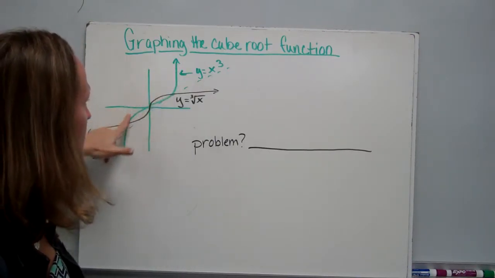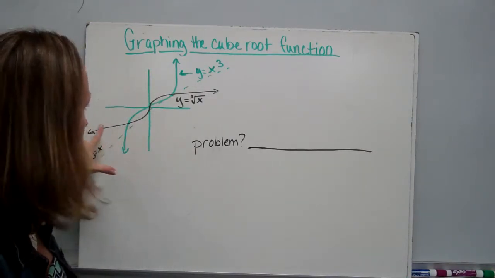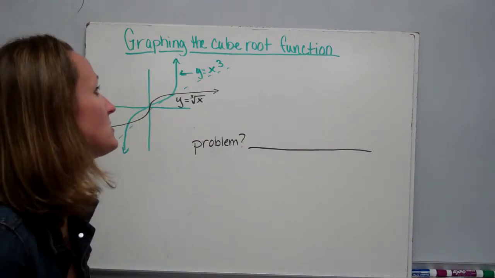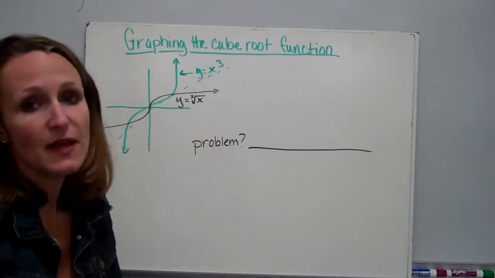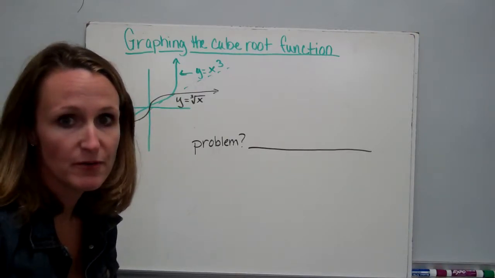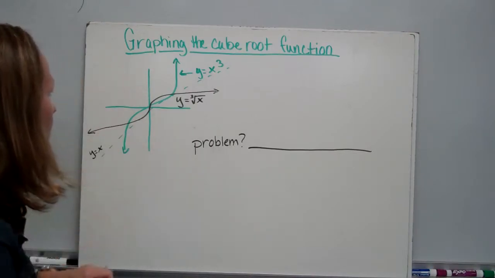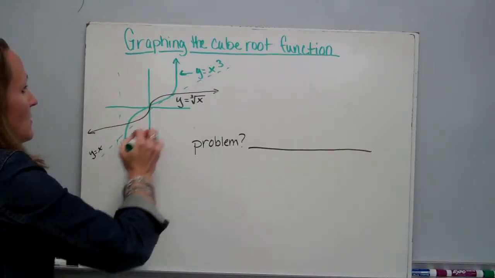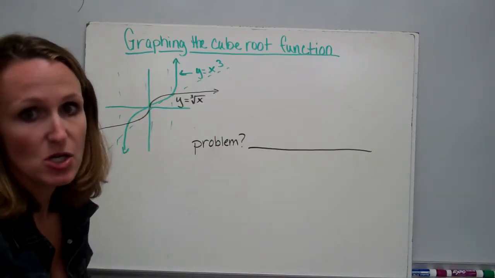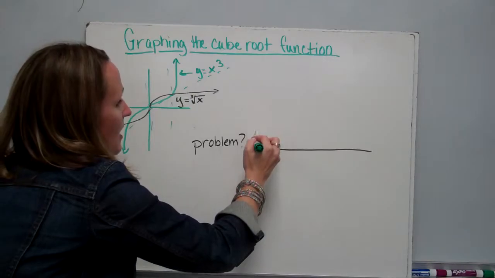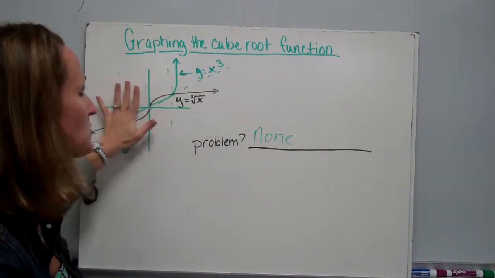So again, the green is my y equals x cubed, and then I'm going to reflect it over y equals x to get my new graph, or my cube root function of y equals cube root of x. So if you remember when we reflected y equals square root of x, we had a problem. It didn't pass the vertical line test. But this time, I can draw vertical lines anywhere down my cube root function, and I only hit one point. So I don't have that problem. So this time, I have no problems. This is a function. I don't have to erase half of my graph.